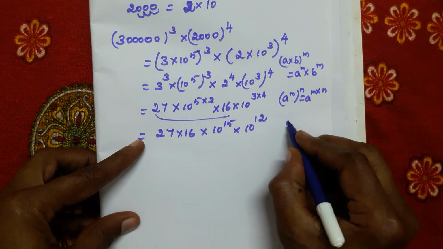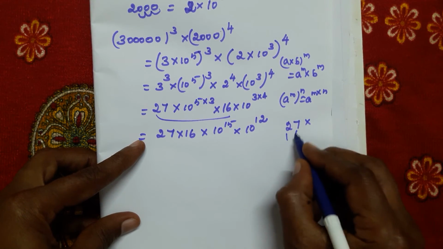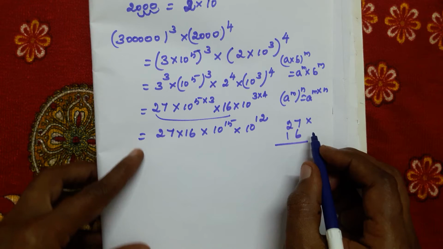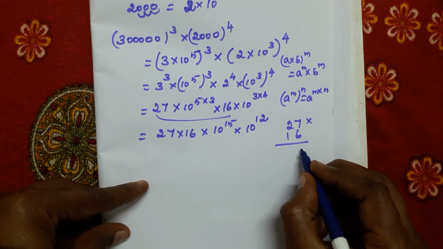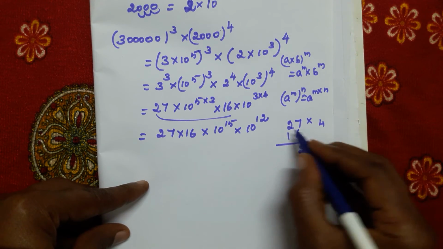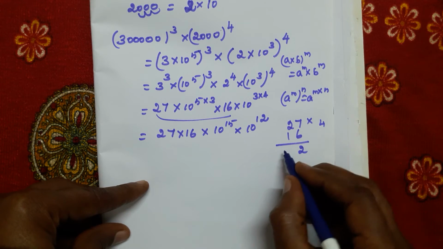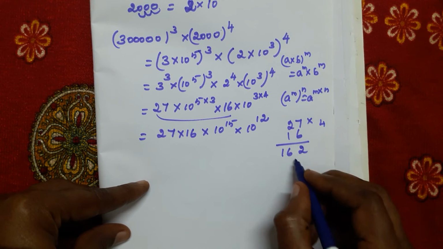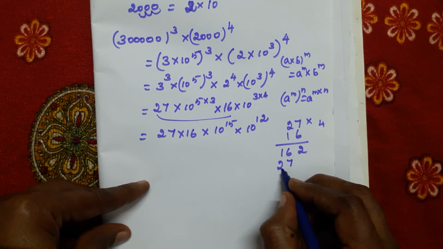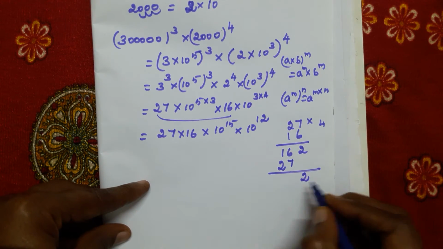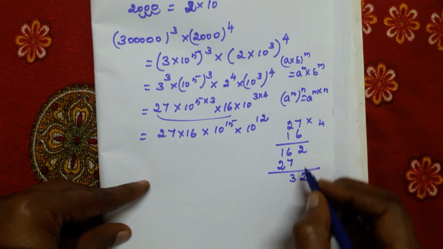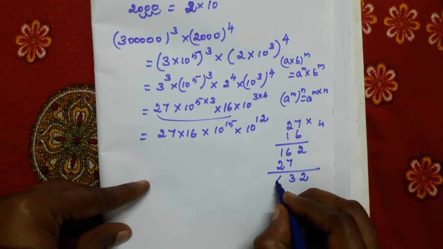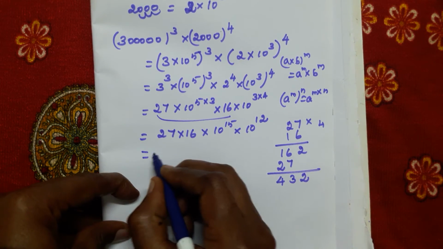When we multiply 27 into 16, what do we get? 7 6s are 42, 4 carry; 6 2s are 12, 12 plus 4 is 16. Next, 1 7 is 7, 1 2 is 2. 7 plus 6 is 13, 1 carry, 4, 432.